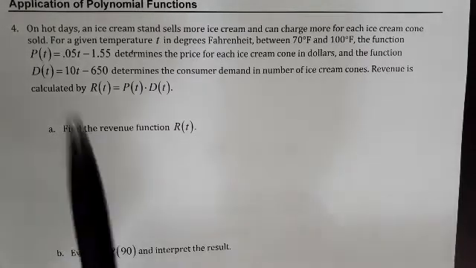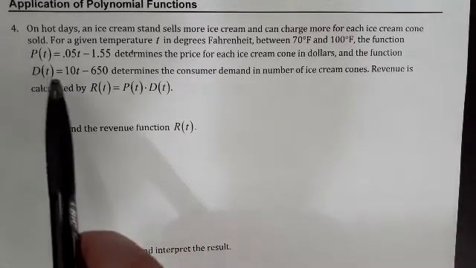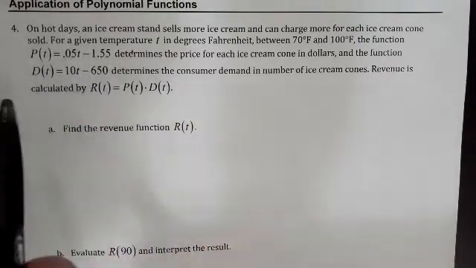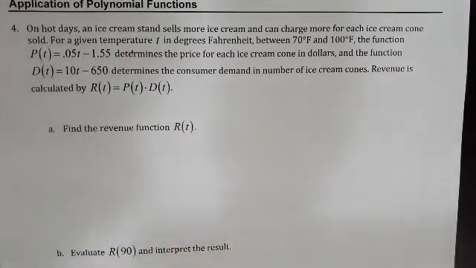They're doing what? Price times the demand. So this is like the price of the ice cream cone, and the demand would be like the number of ice cream cones people are demanding, right? So we're doing the price per ice cream cone times the number of ice cream cones essentially. So we want to find the revenue function R of T, and they kind of tell us R of T is P of T times D of T.